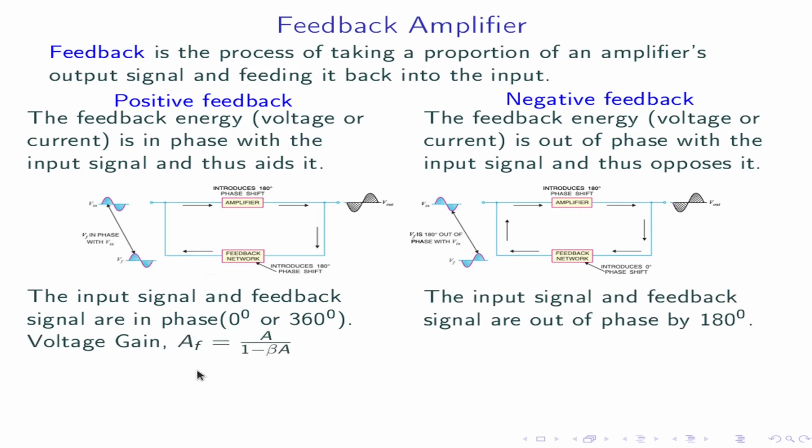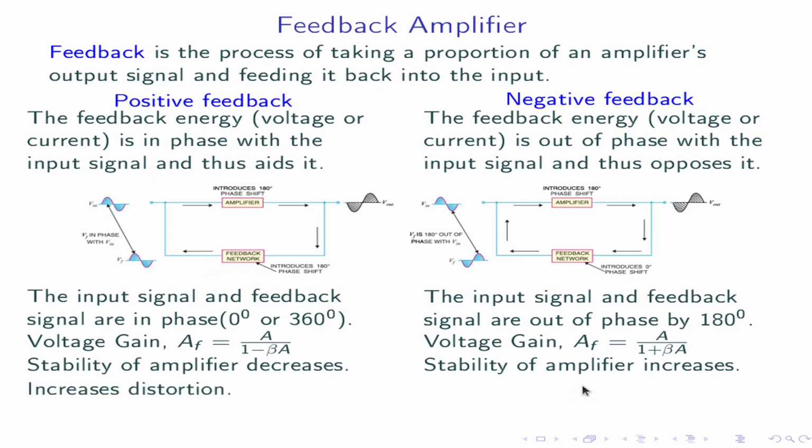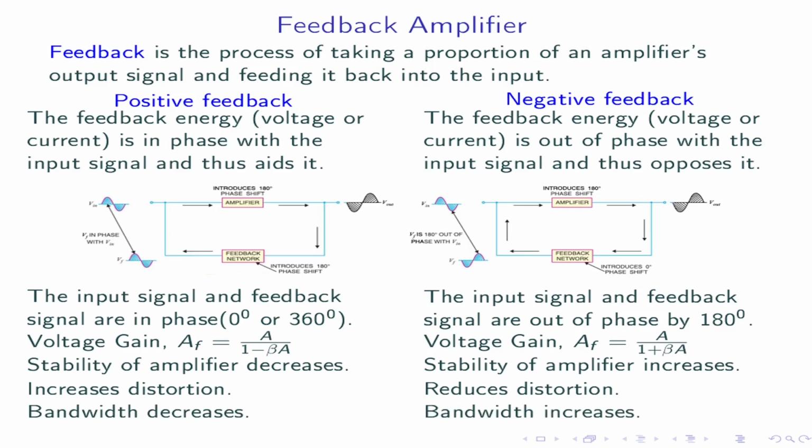Voltage gain of positive feedback network is A by 1 minus beta A, and that of negative feedback is A by 1 plus beta A. The stability of amplifier decreases in positive feedback, but the stability of amplifier increases in negative feedback. Positive feedback increases distortion, negative feedback reduces distortion. Bandwidth decreases in positive feedback and bandwidth increases in negative feedback. Positive feedback is used in oscillators, but negative feedback is used in amplifiers.